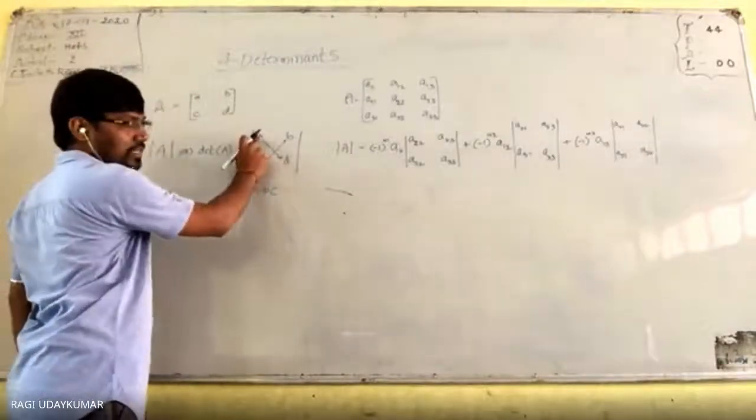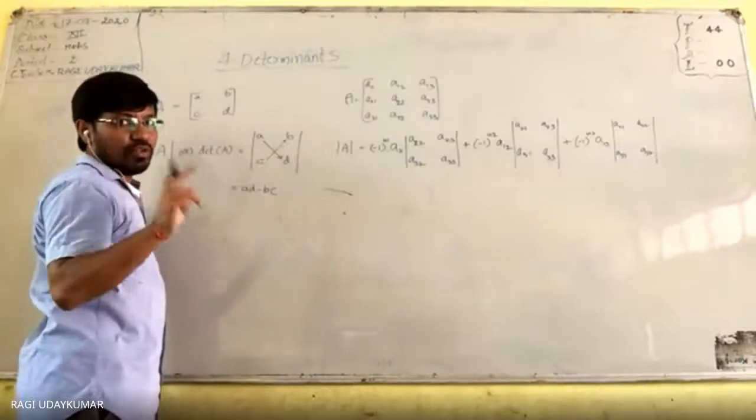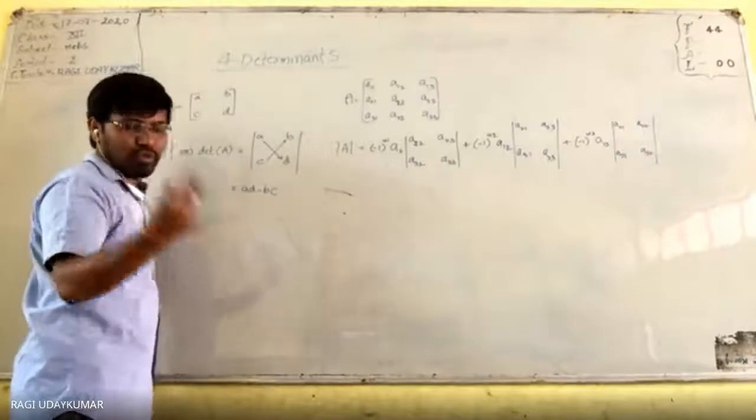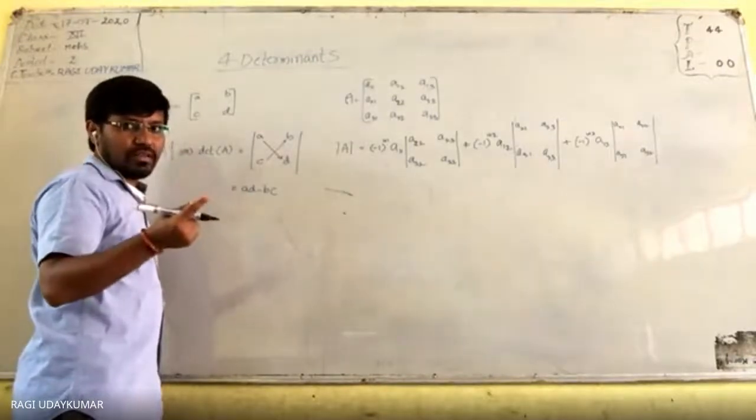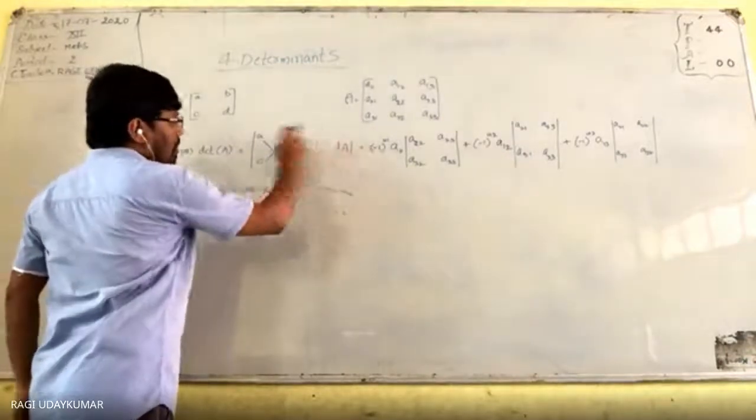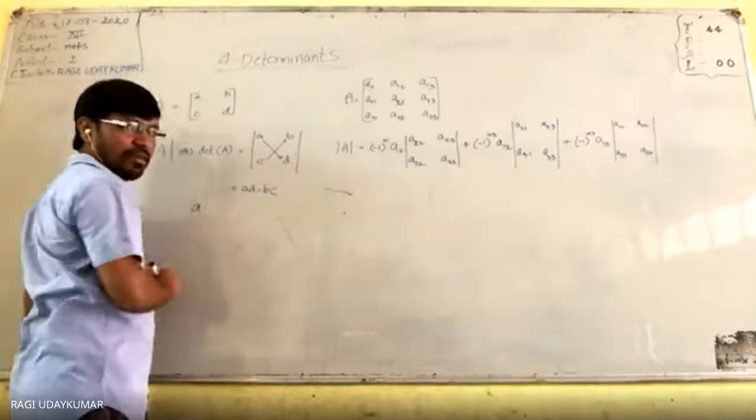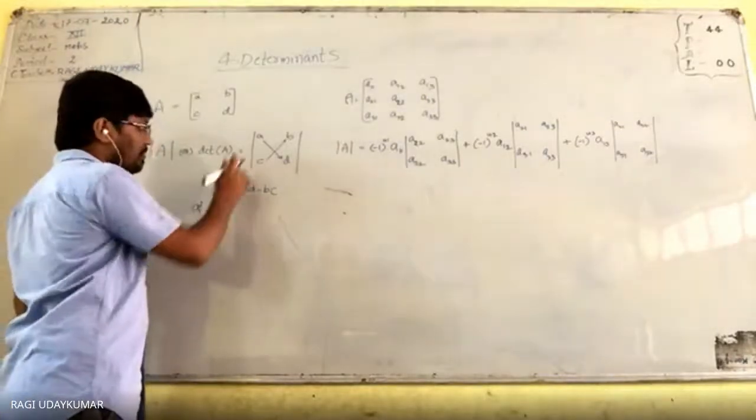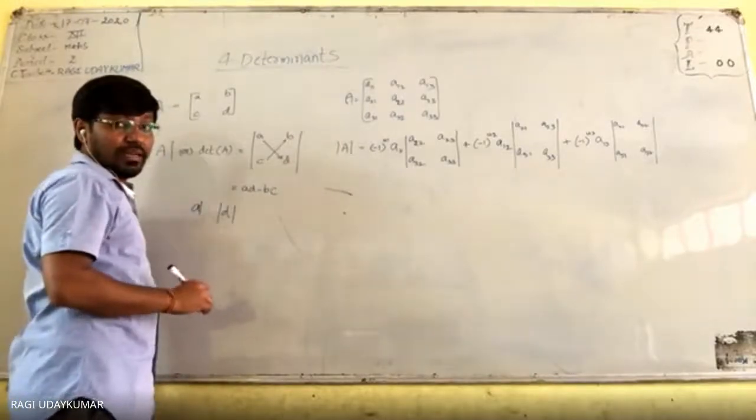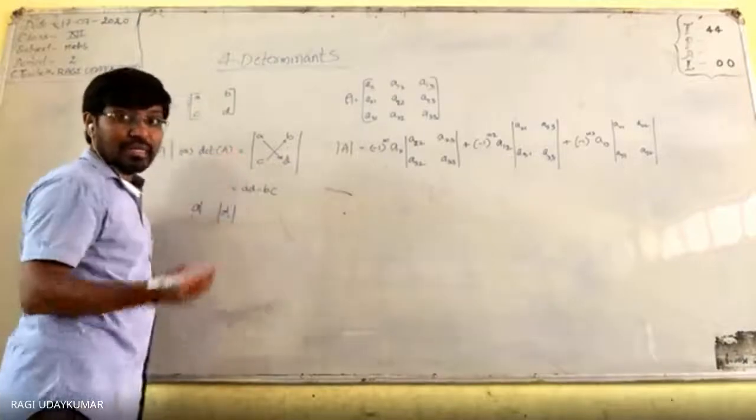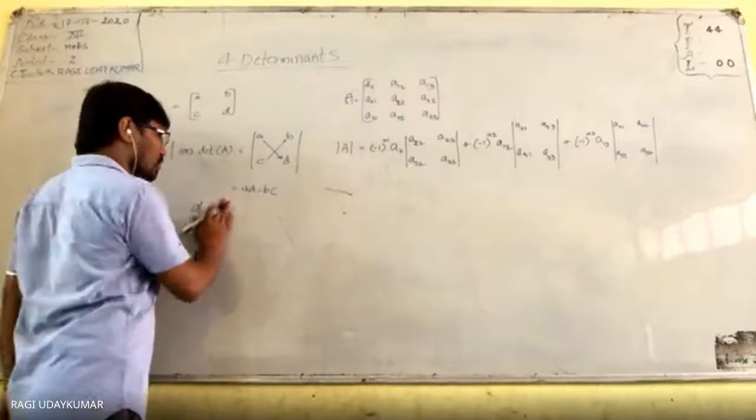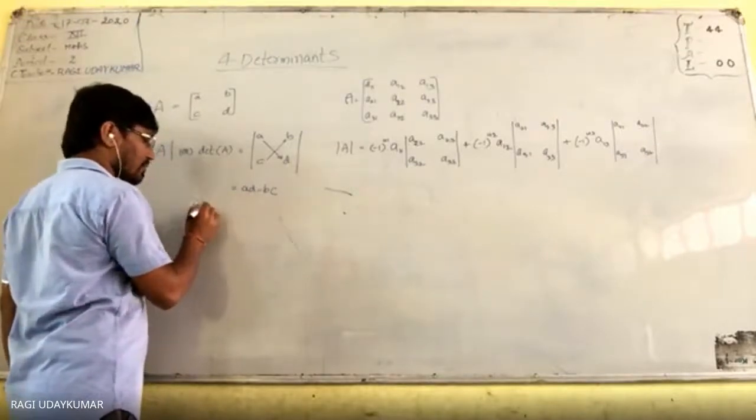See here also, this place is the first row, first column. So minus 1 to the power of 1 plus 1, which is minus 1 to the power of 2, which is plus 1. So here you will get plus 1. That's adding the element A into the determinant of the matrix obtained by deleting that row and that column, which is D. So the determinant of that matrix is D only. That's why A into D.